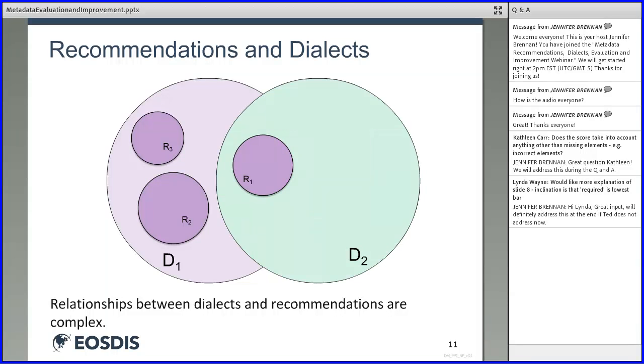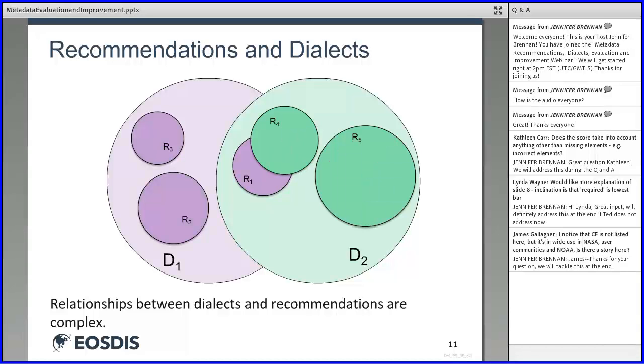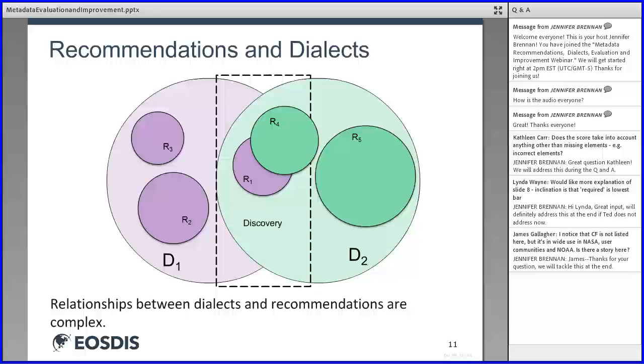And then some other community comes along and they create another dialect, and that dialect overlaps the other dialect. There's always overlap between these dialects. That's what dialects are. And the dialect could also overlap the recommendation. There might be other recommendations made by the group that creates the second dialect, and they may overlap as well. And a lot of times, as I implied earlier, a lot of these overlaps happen in the discovery part of the business.